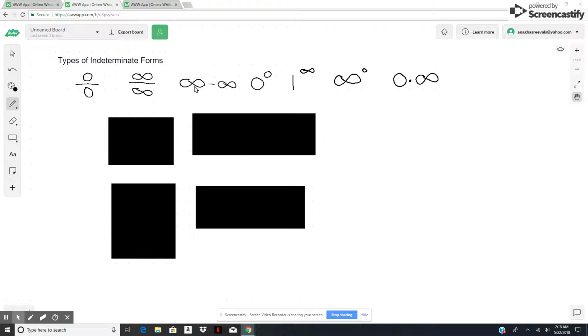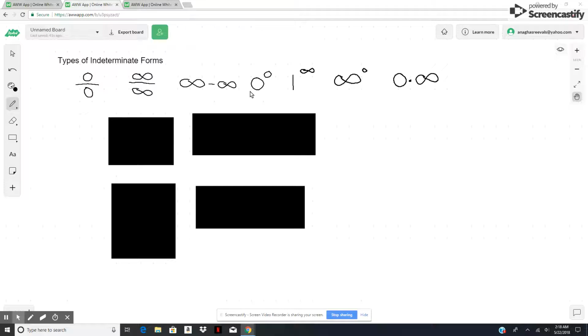The reason infinity minus infinity is an indeterminate form is because infinity is not a number, so you cannot just subtract infinity from infinity since it is not a set number. The same applies to 1 to the power of infinity, infinity to the power of 0, and 0 times infinity, strictly due to the fact that infinity is not a number, so the form is indeterminate.